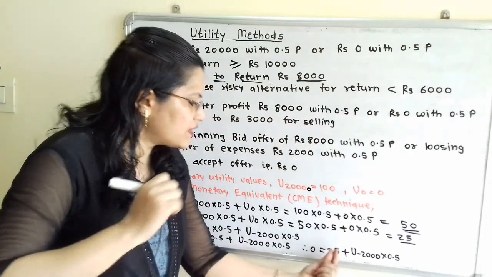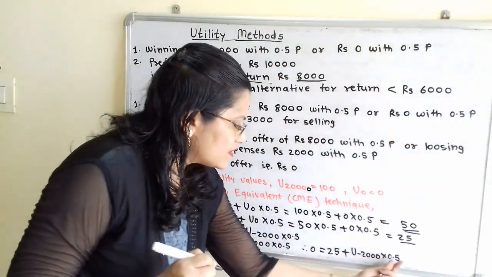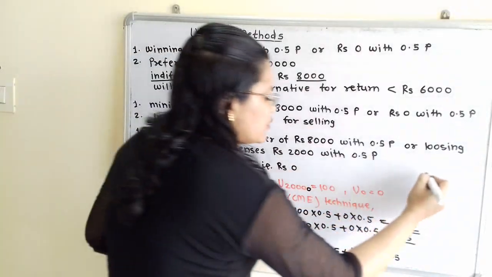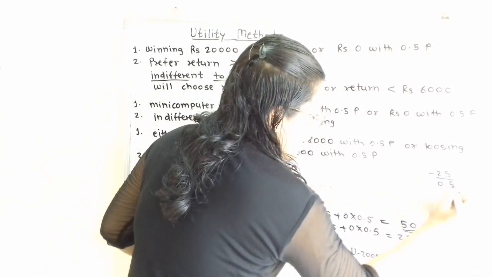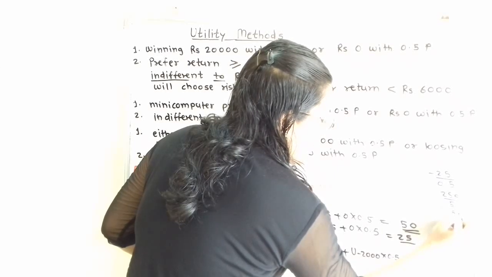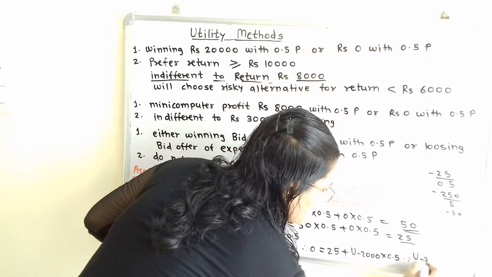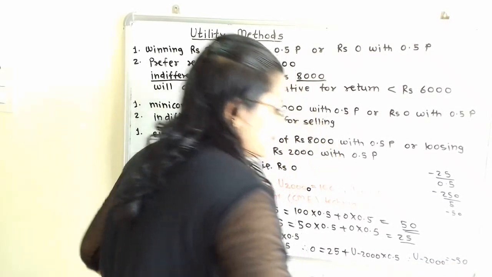So if we solve this, 25 we will transfer to the left hand side and this 0.5 to the denominator. That means this calculation will become minus 25 divided by 0.5. So it will become 250 by 5. So it will become minus 50. So we can say that therefore u minus 2000 is equal to minus 50.